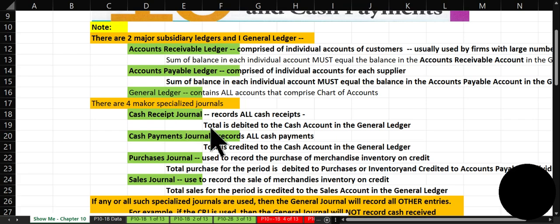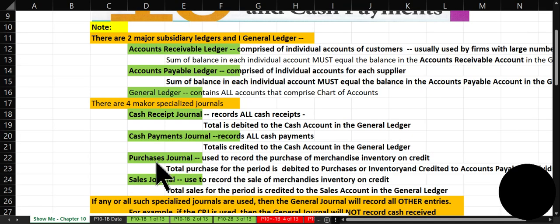And again, if we are using this specialized journal, then it means that we would not be recording cash payments in the general journal. That would be a duplication, and this is not when we would want redundancy. That would create confusion. Then we have the purchases journal and the sales journal.